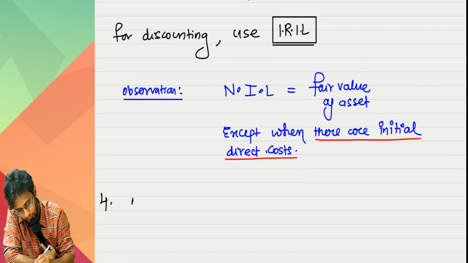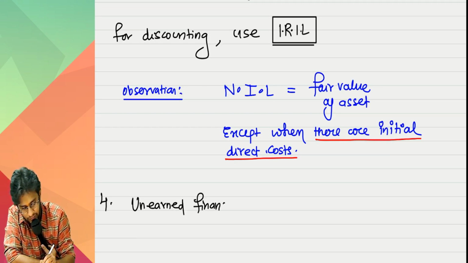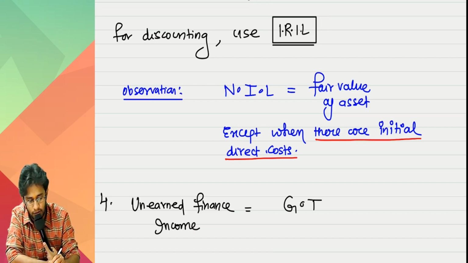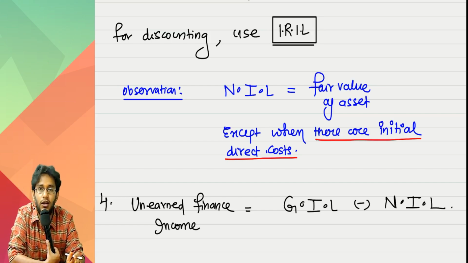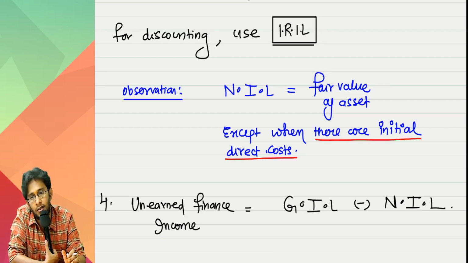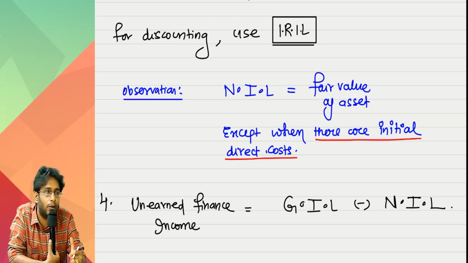Fourth point, you might have seen this question a lot of times in your CA Inter. Unearned finance income, that is, interest income. The formula is GIL minus NIL. GIL is inclusive of interest, NIL is exclusive of interest. When you deduct GIL minus NIL, you will get the total interest income. But interest income is something which you will account not on the first day, you will account it over a period of time. So on day one, the entire interest income is unearned. Therefore, we call it unearned finance income. It's a very, very popular question.